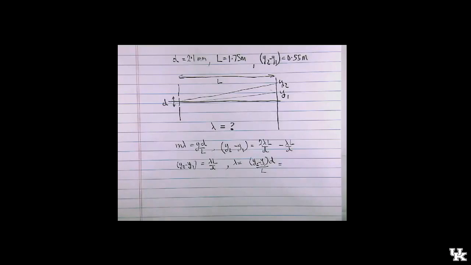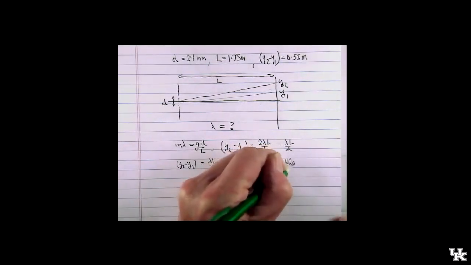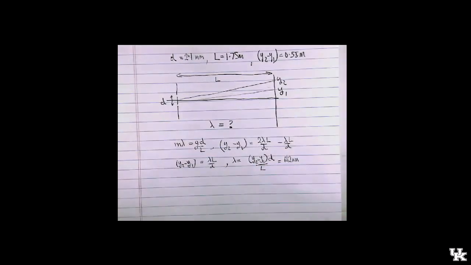The answer that I got after doing all this was 662 nanometers. And so that is the wavelength of light. We've measured the wavelength of light by the position of these fringes, and we found that it's 662 nanometers. If you remember, visible light is from 400 to 700 nanometers. So it's a relatively long wavelength light that we've found here. Okay.